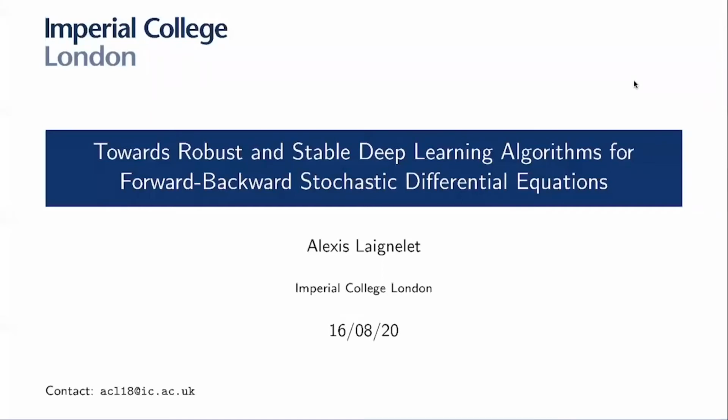Hi everybody, I'm Alexis and today we're going to speak about stable deep learning algorithms for forward-backward stochastic differential equations. In simple words, that means we use neural networks to solve partial differential equations.